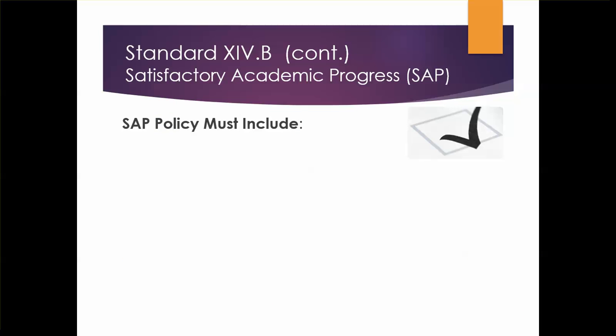Although we do have some requirements, the standard says that your SAP policy must include these things. Now, how you do it and the criteria exactly can be changed. But you have to have something in there that looks at the quality of a student's work. So basically the performance in their courses. That can be done with GPA, but you don't have to. It can be a percentage. If you're not calculating GPA, maybe they have to have 70% satisfactory work in all of their courses.